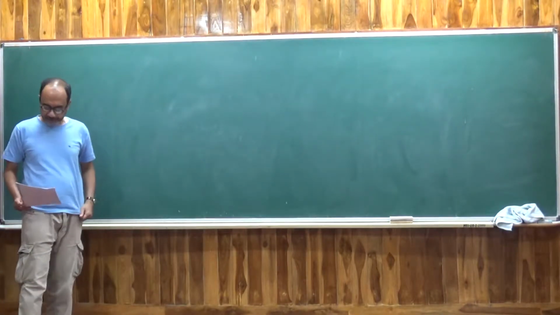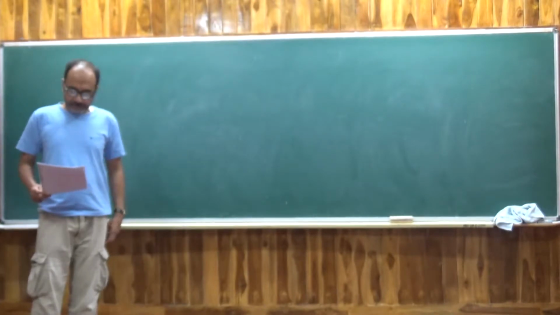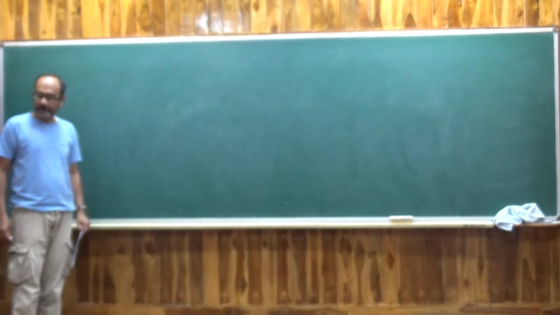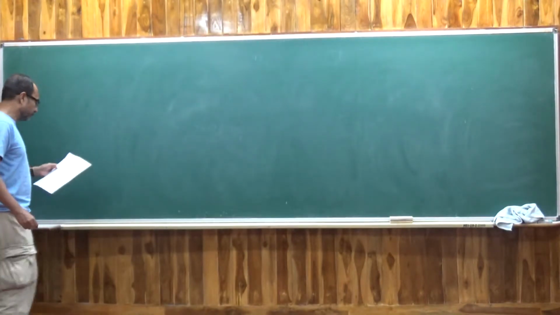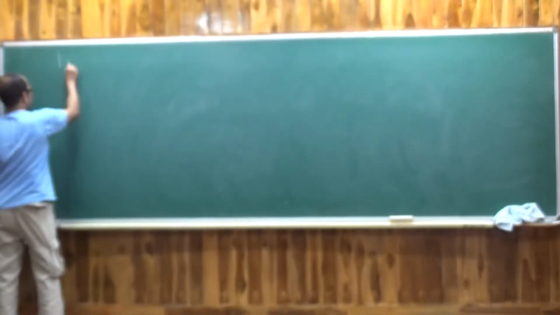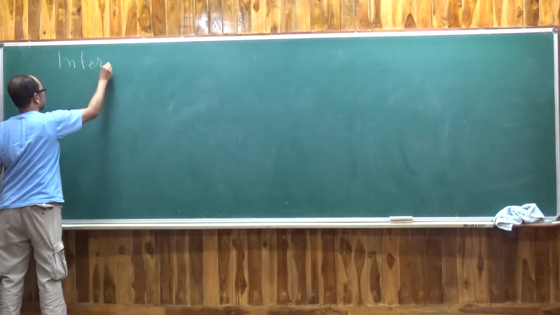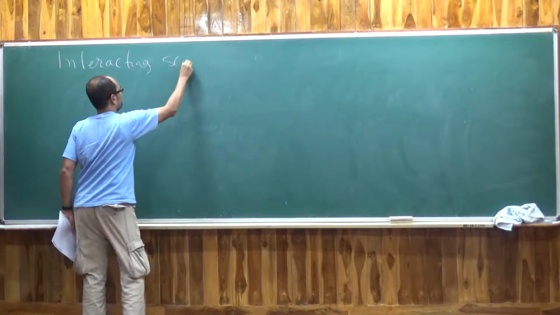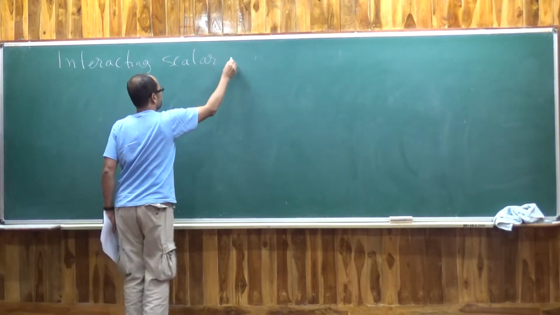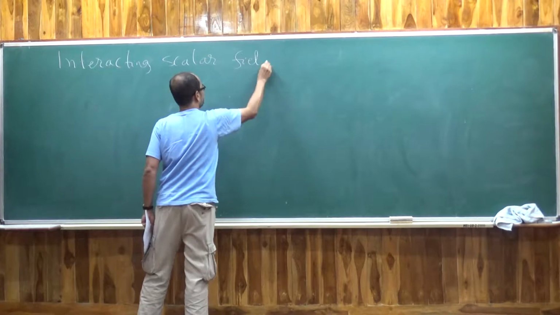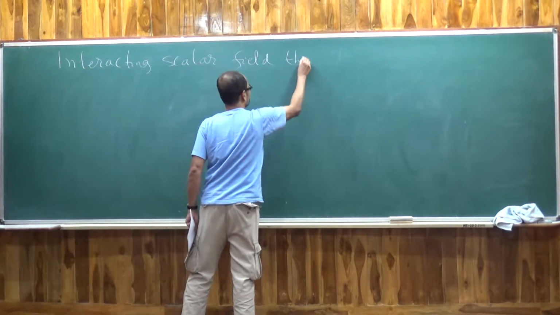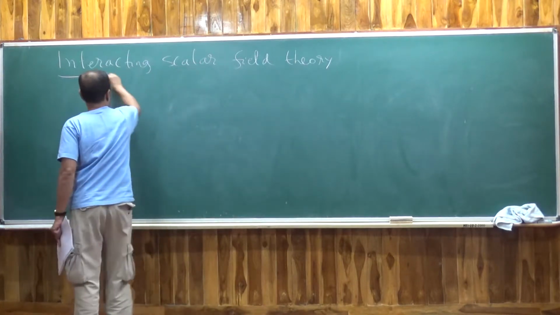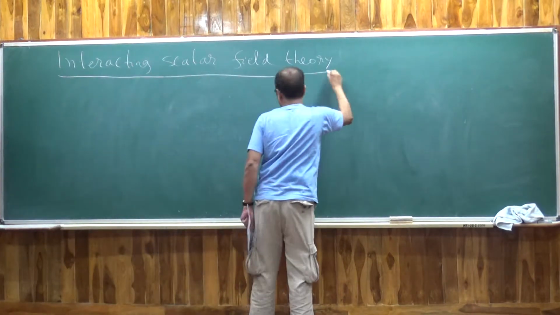So I'll begin. Last week we discussed free scalar field theory at finite temperature. Today we are going to discuss interacting scalar field theory. In particular, I will consider phi to the 4 interaction.